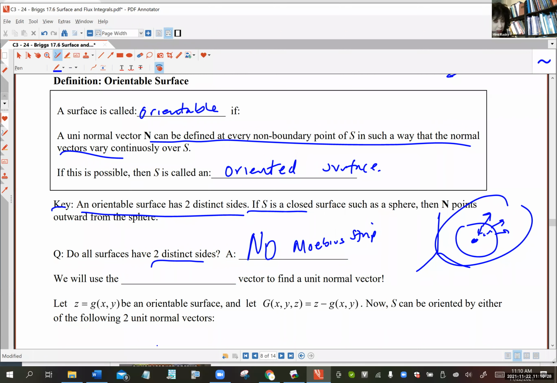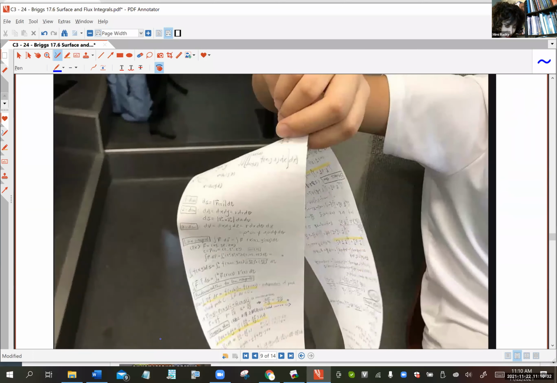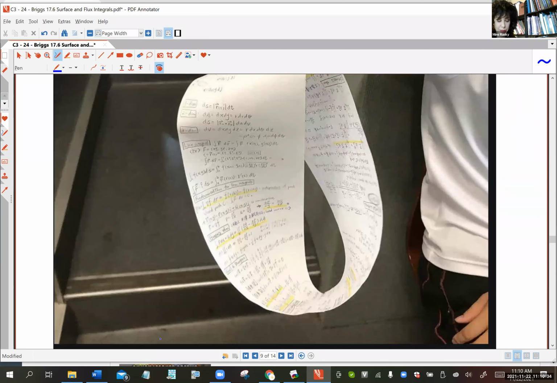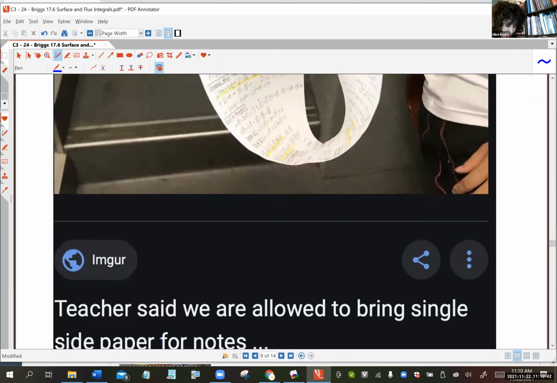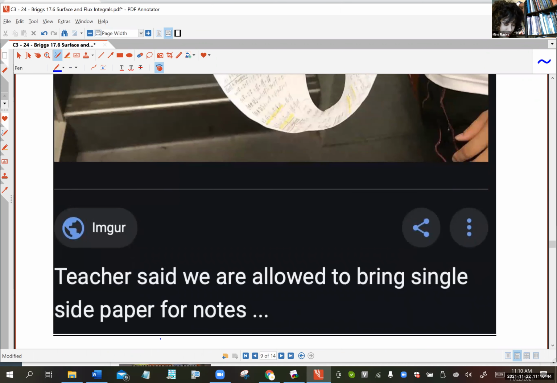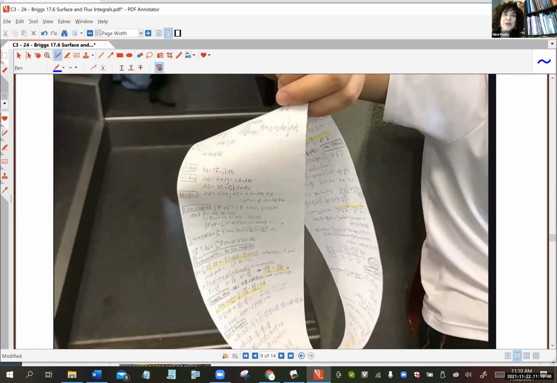And we'll see a meme here in a second. Check out this meme. It should be in your course reader. So here's somebody who made a Möbius strip. They took a piece of paper and Scotch taped the ends together. And what I love about this meme is: teacher said we were allowed to bring a single-sided paper for notes. Ha ha ha ha. Get it? A Möbius strip doesn't have two sides. So he's doing his notes on both sides, because on a Möbius strip, both sides are the same side.